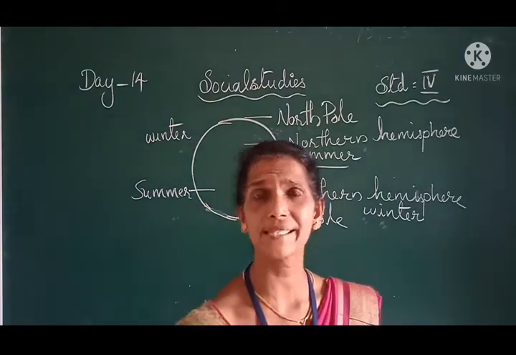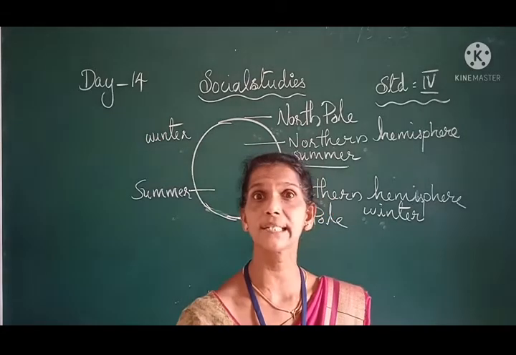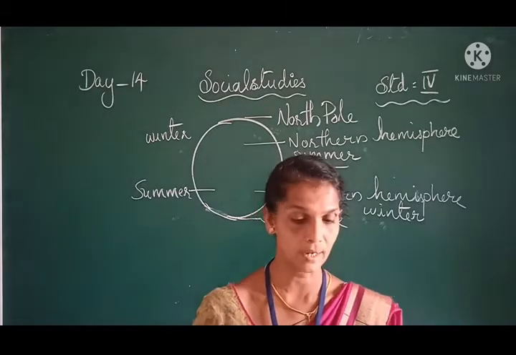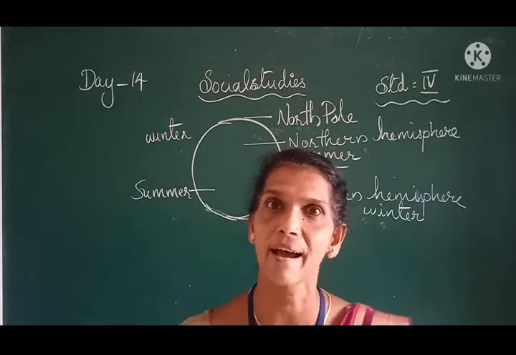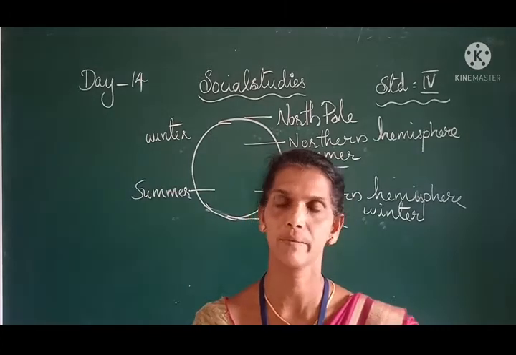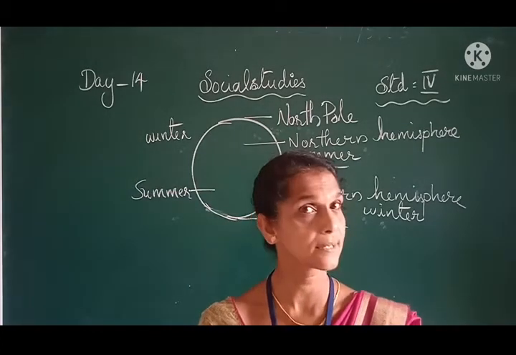And why do the places near the equator have no change in seasons? Because places near the equator have equal days and nights throughout the year. Throughout the year, equal day and nights, the same. There are no changes there, no change in seasons.